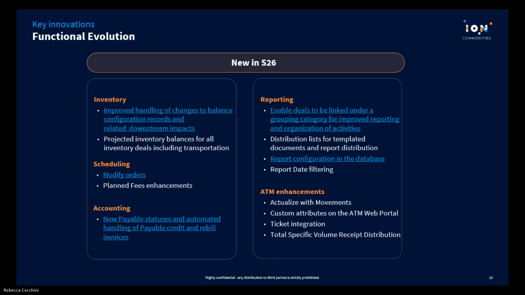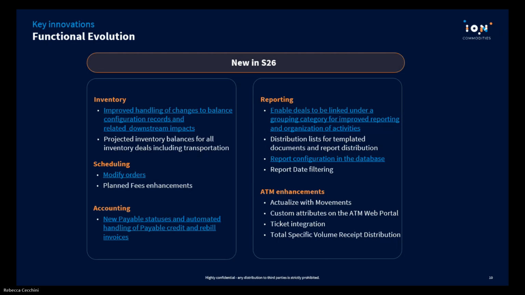A quick example of this is prior to this S26 functionality, if a scheduler wanted to change out a transportation deal in an order, they literally had to break the order apart, break up that original order, and recreate it with the new transportation deal. Being able to bring that transportation deal into the existing order greatly streamlines this process, and it also reduces the opportunity for introducing error into the newly created order.